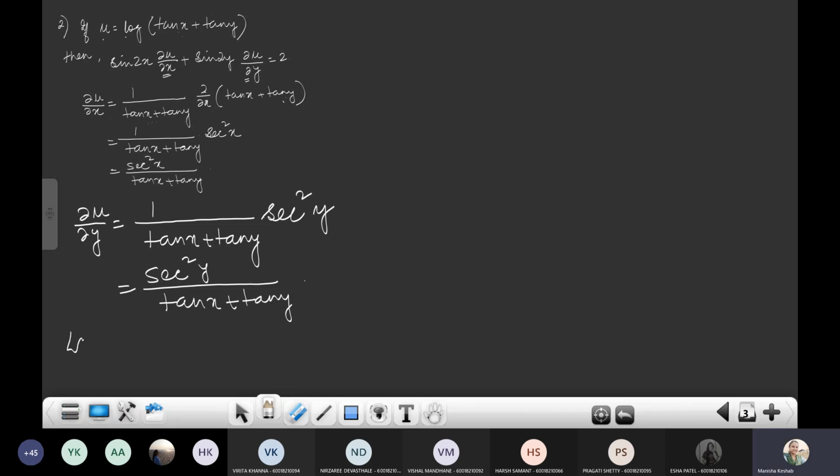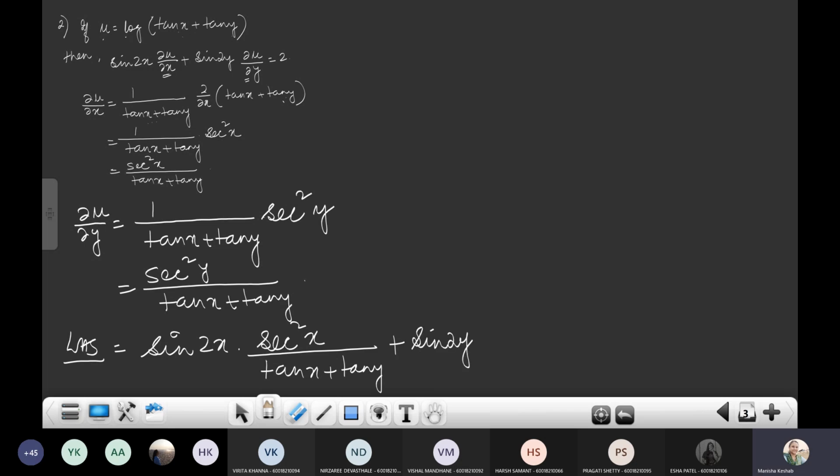Now let us consider the left hand side. So left hand side we have sine 2x into del u del x. So what is del u del x? sec square x upon tan x plus tan y, plus then we have sine 2y into again del u del y, that is sec square y upon tan x plus tan y.